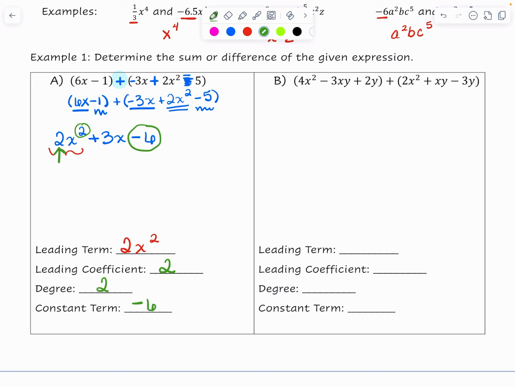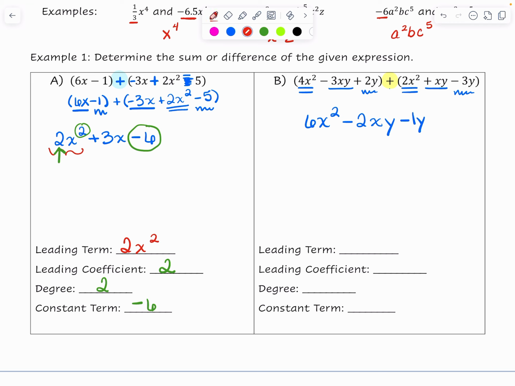Okay, let's go on to example B. On example B, you'll notice that they are already adding. So we don't need to change the sign of everything. So let's go ahead and just combine like terms. So I have 4x squared plus 2x squared. That gives me 6x squared. Then I have negative 3xy plus 1xy. So that gives me negative 2xy. And then my constant term, we don't have one, but I do have a variable term with just y. So 2 minus 3 gives me negative 1y.